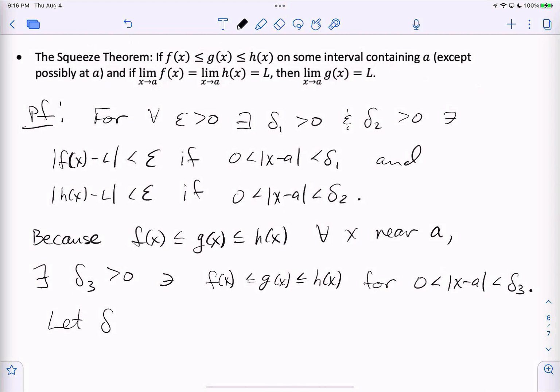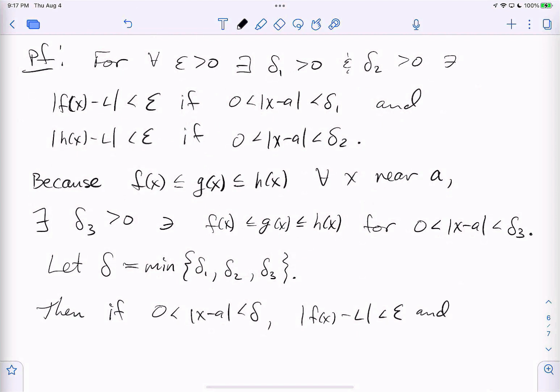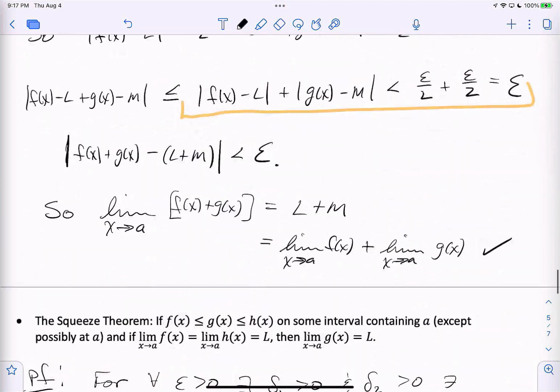Now, we're going to let just plain delta be the minimum of the three deltas we've looked at, delta 1, delta 2, and delta 3. And if it's the smallest, we can say that if the absolute value of x minus a is positive and less than delta, then we've got everything we need. In particular, we know for certain that the absolute value of f of x minus L is less than epsilon, and the absolute value of h of x minus L is less than epsilon.